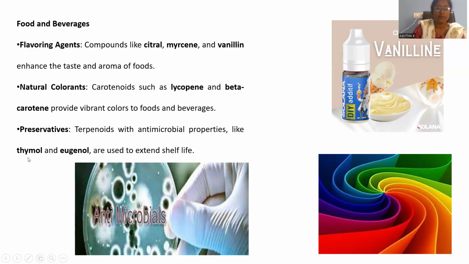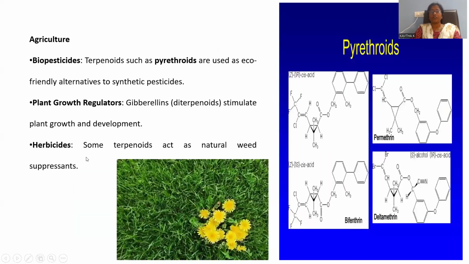Here are some examples: thymol, eugenol, used to extend the shelf life. Preservation of the food materials for a longer time is valuable, so they are able to fight with the disease causing organisms, so that they increase the lifetime of that food material. So preservatives, we can say. A few drops of either thymol or eugenol added is used to enhance the life of that particular food. We can store it comfortably.